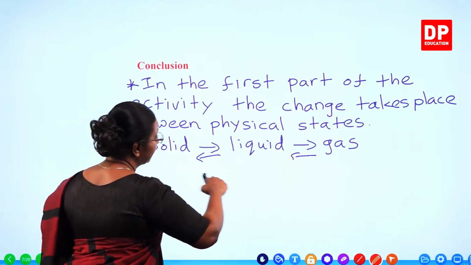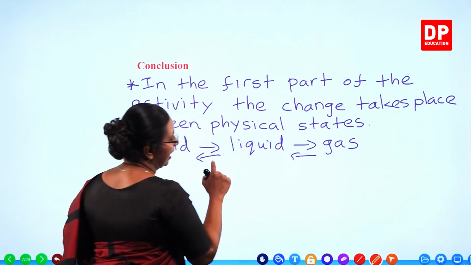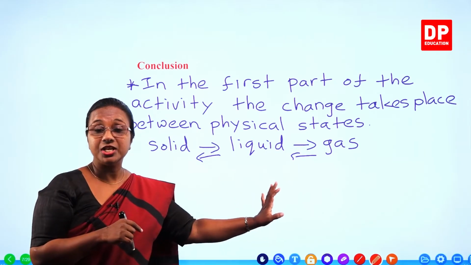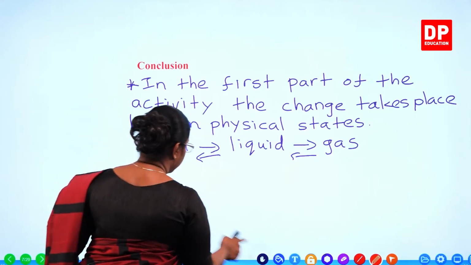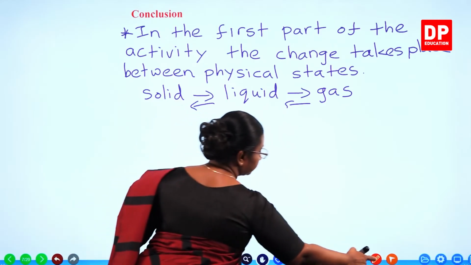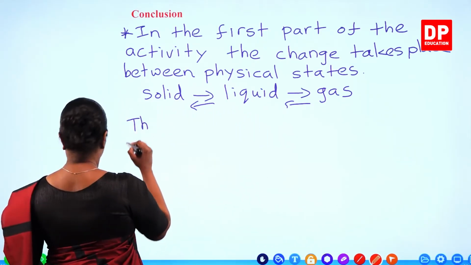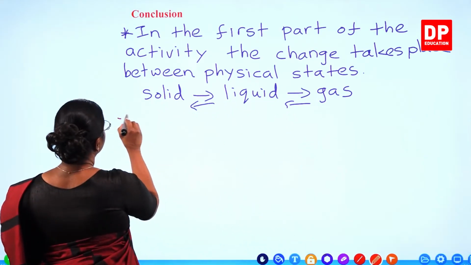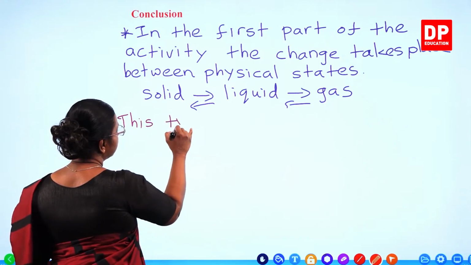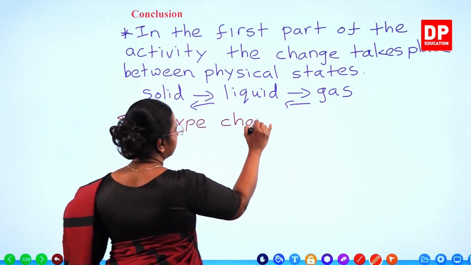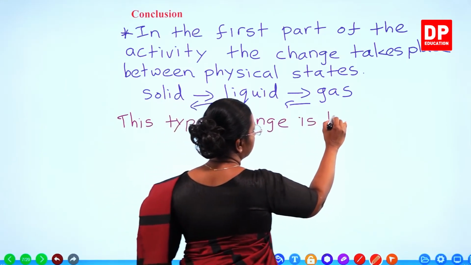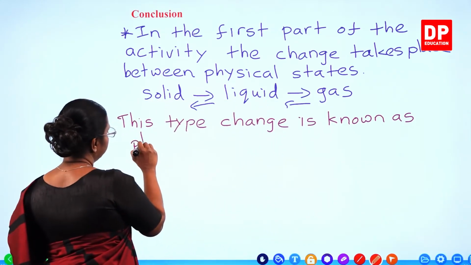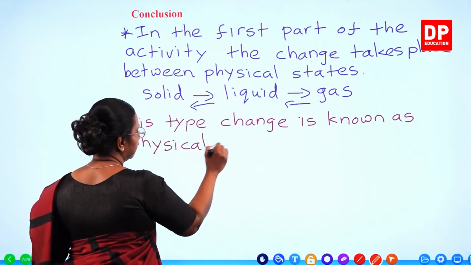So, here also you were able to observe the change from solid to vapor. Again, vapor condensing to form solid as well. So, either way, it was the change between physical states. So, this type of change is known as physical change.